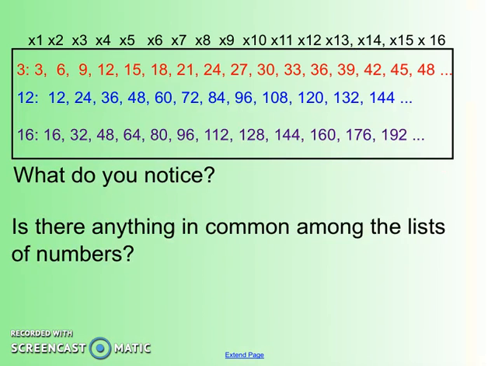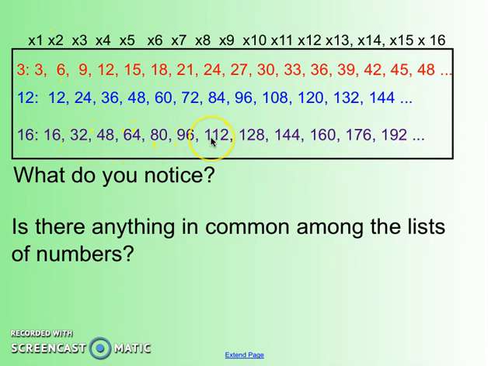Let's look at this example. Okay, so looking at this example, what do you notice? Yeah, do you notice up on top here, each one of these numbers are being multiplied by these factors. So 3 times 1 is 3, 3 times 2 is 6, 3 times 3 is 9, etc. And then it does that also for 12. 12 times 1 is 12, 12 times 2 is 24, 12 times 3 is 36, and then same thing for 16. 16 times 1 is 16, then 16 times 2 is 32.